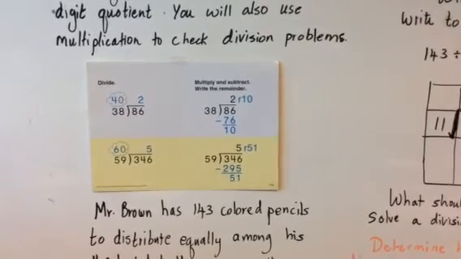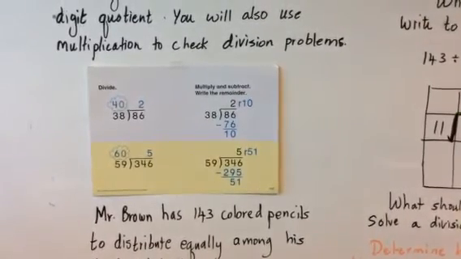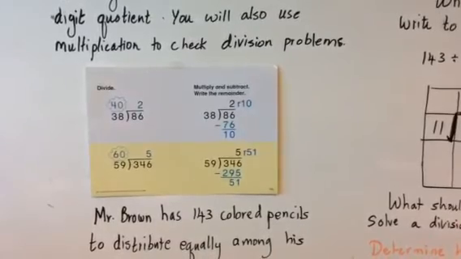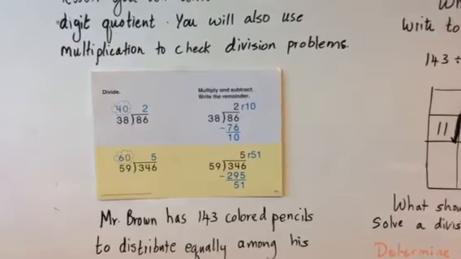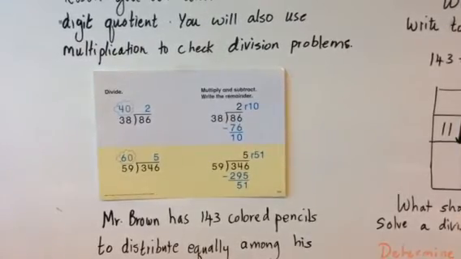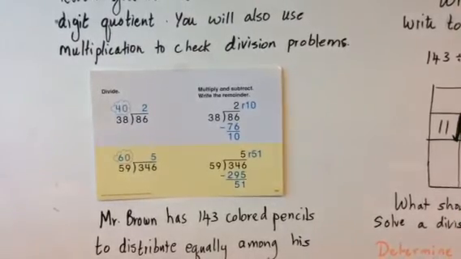Another problem, 346 divided by 59. You round it off to 60. How many 60s are there in 34? If you know the 6 times table, 6 times 5 is 30. So it can go 5 times. 5 times 59 is 295.